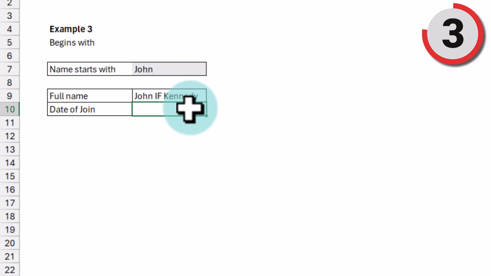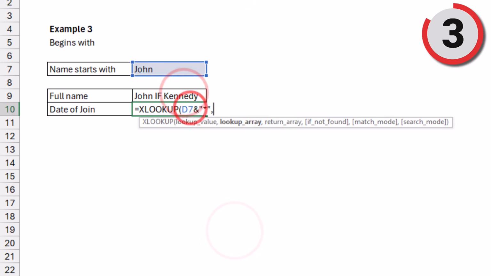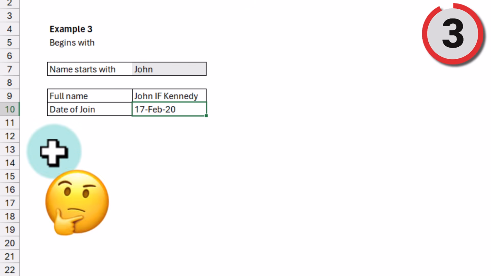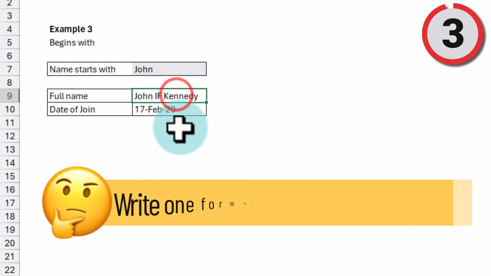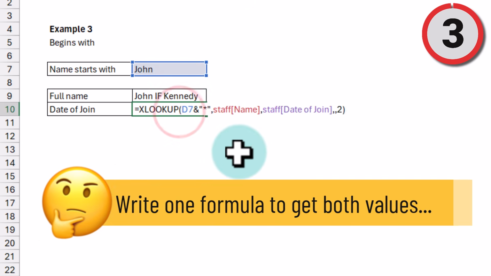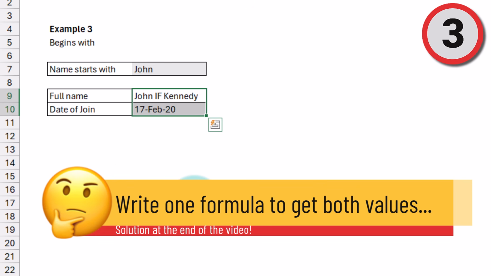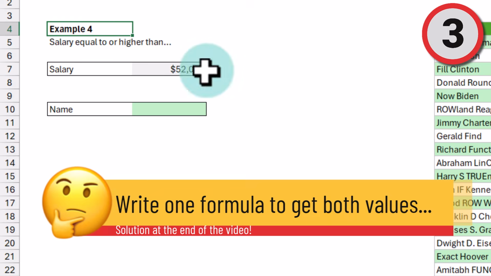Kennedy. We can use a similar formula for getting the date of join and find out that he joined the organization on 17th of February 2020. Here is a challenge for you. Instead of writing 2 separate XLOOKUP formulas, can you figure out a way to get both name and date of join with one formula? Let me know how you go with that in the comments below. I will explain my answer at the end of this video.